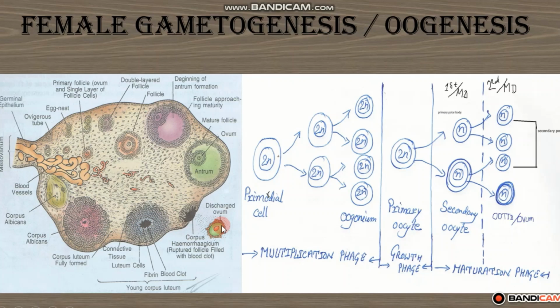This is about oogenesis only. So I think oogenesis is completed. What is the process of oogenesis, and how is the ovum formed? I think it is clear.